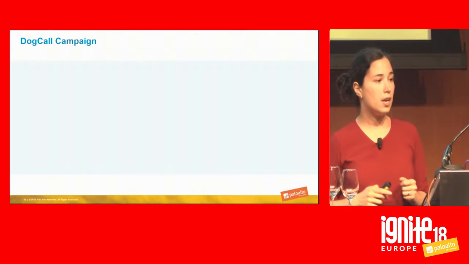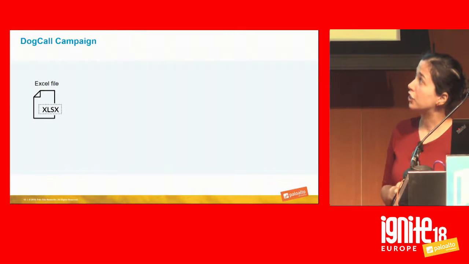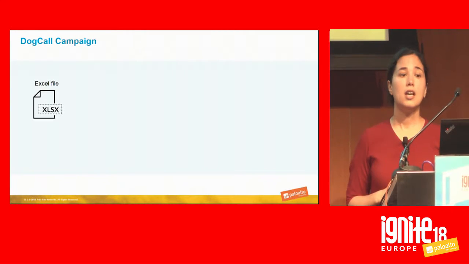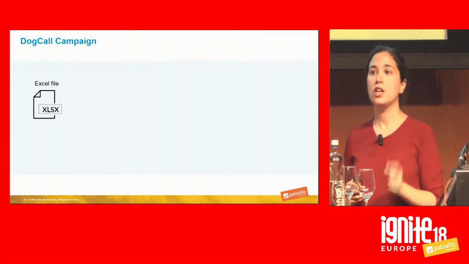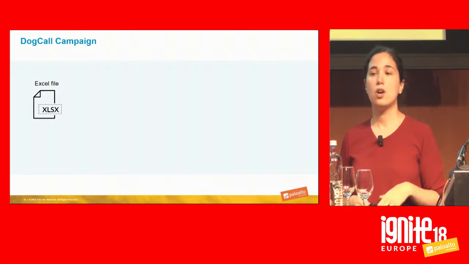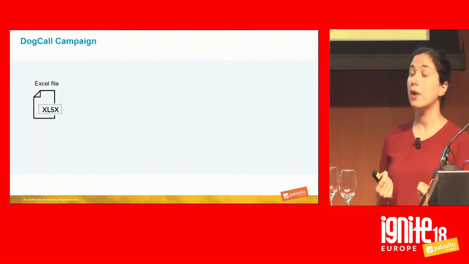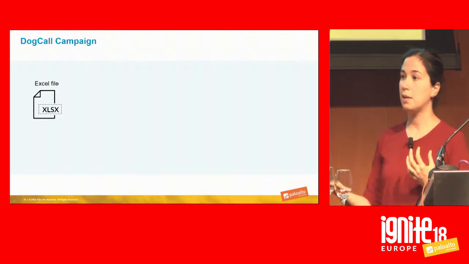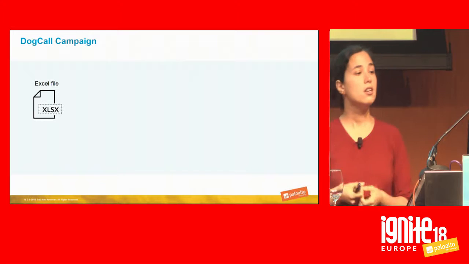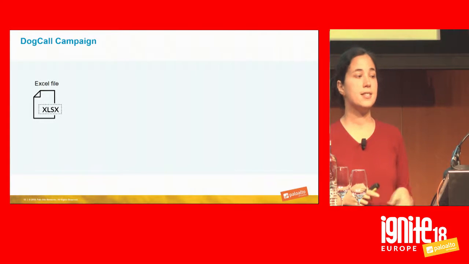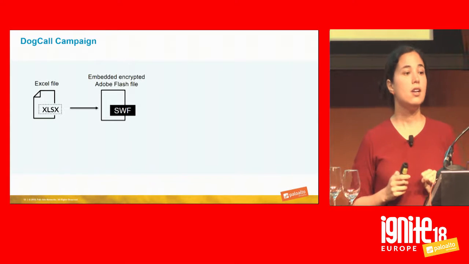An additional campaign that I want to talk about is the DogCall campaign. This time it actually starts with an Excel document, and that Excel document contains an embedded encrypted Flash file. Office applications tend to be very open in the objects that they can integrate with, and Flash files can be embedded within Office documents to provide animations. So in this case, part of the Adobe Flash file is encrypted.